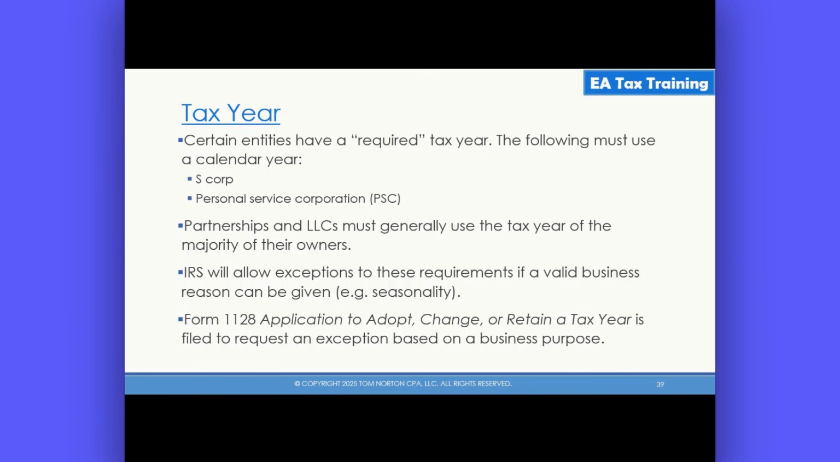So, if that is the case, then that business can apply in this Form 1128 with the IRS to adopt a tax year other than the year that they're supposed to have. And then the IRS will either grant that or they will not grant it.